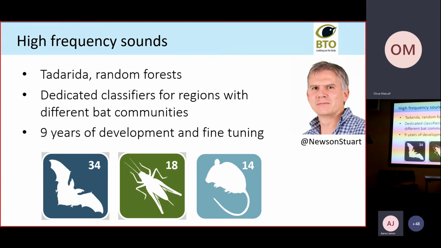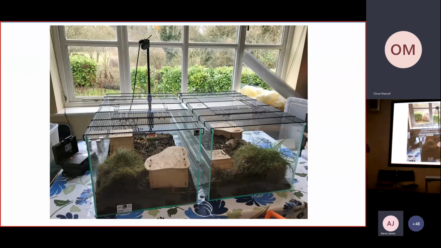I should have said at the outset, this particular work is using the Tadarida system, developed by Yves and others, and that's based on random forest classifiers. Of course, the big thing that comes up again and again is getting data and labelling the data, the audio data. So Stu has spent a lot of time going to bat roosts, where there are known bat species, to get labelled data, or as here, live trapping small mammals, so he knows what he's actually labelling, because there's a real dearth of recordings for many of these species.